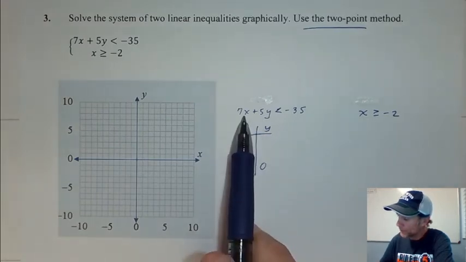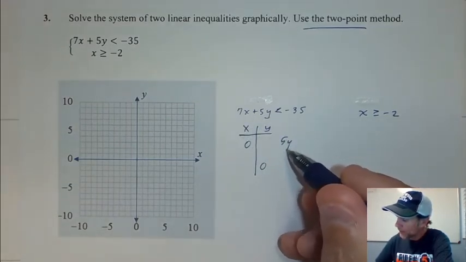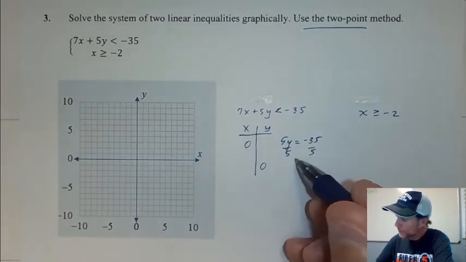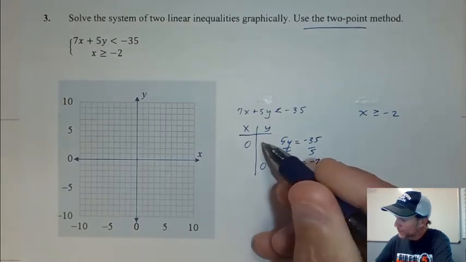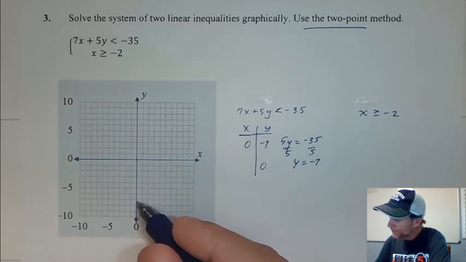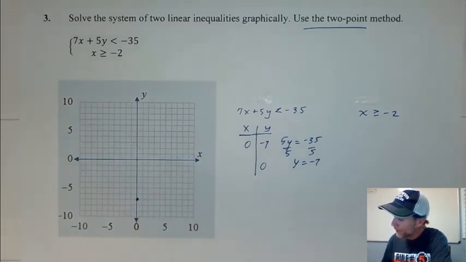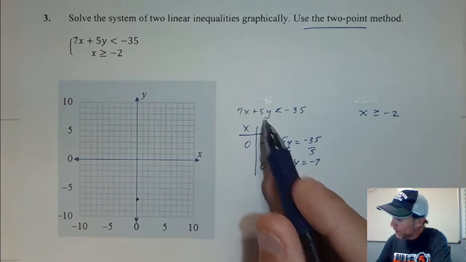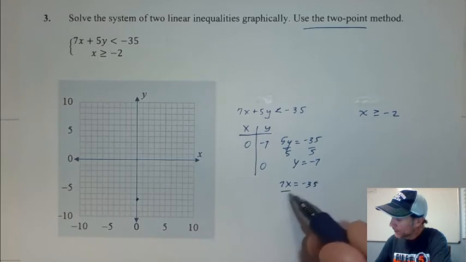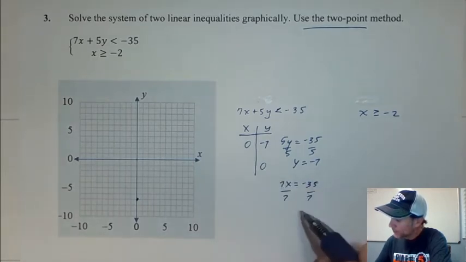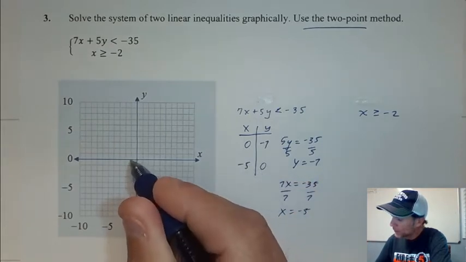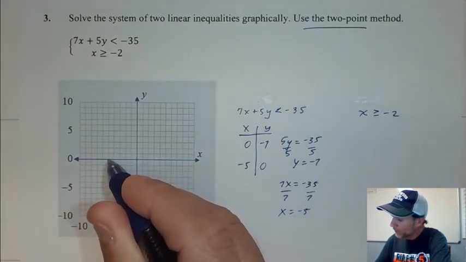So when I put 0 in for x, I get 5y equals negative 35. Remember, we use the equal sign when we're establishing our boundaries here, so we get 0, negative 7, which is here. And then when I put 0 in for y, I get 7x is equal to negative 35. I get x equals negative 5. So there's my intercepts. I'm going to come over 1, 2, 3, 4, 5.